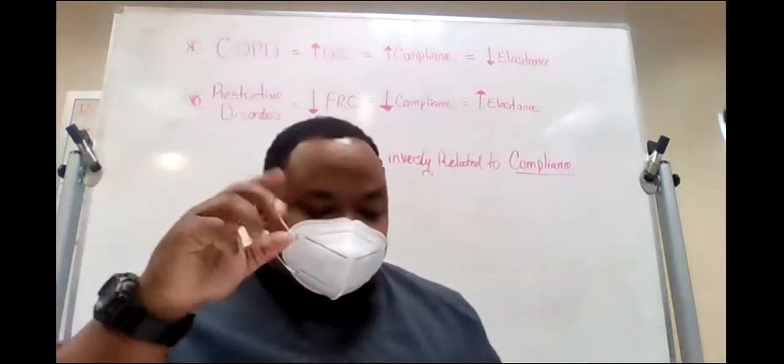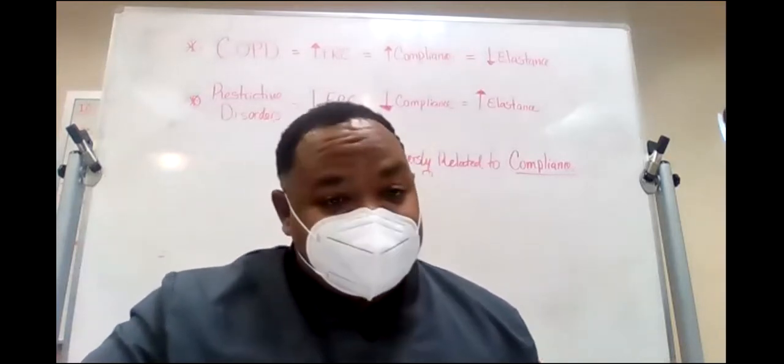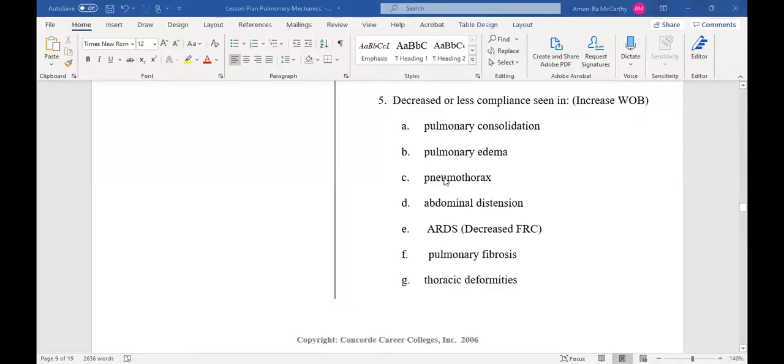All right, so let's look at the notes. Continue on with the notes, where it talks about what's going to be seen in a low compliance. Decreased or less compliance is usually seen in, and this says increased work of breathing right here, guys. If somebody has a low compliance, they're going to have an increased work of breathing. Because the lungs are tight. If your lungs are tight, then you're going to be working hard to breathe. It's going to be hard to breathe if your lungs are super tight.